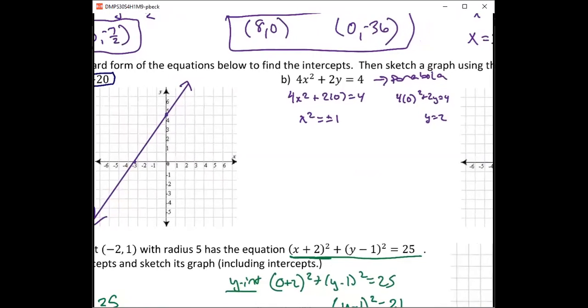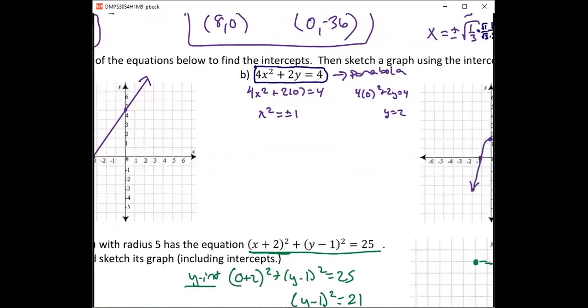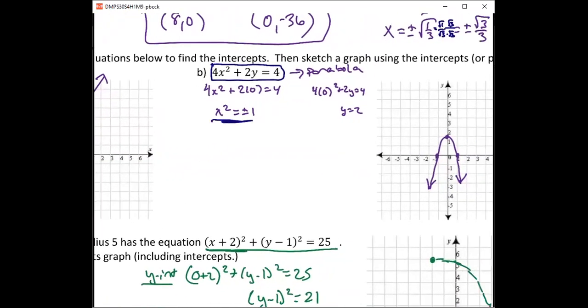For part B, you should know that this is a parabola, and as a parabola, because we have an x squared and we have a y, we know that when we do the algebra, we come up with x squared is plus or minus 1 and y equals 2. By plotting those points, we should see that this should be the vertex of the parabola. Now, what happens if you don't remember that? What happens if you're like, that doesn't ring a bell?